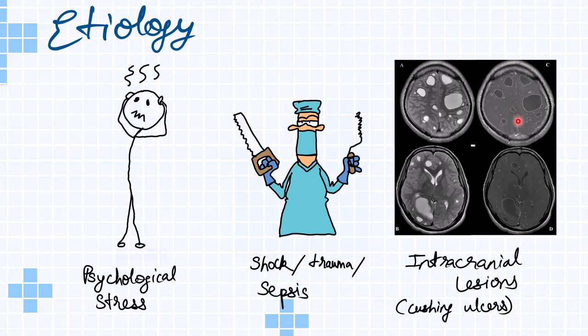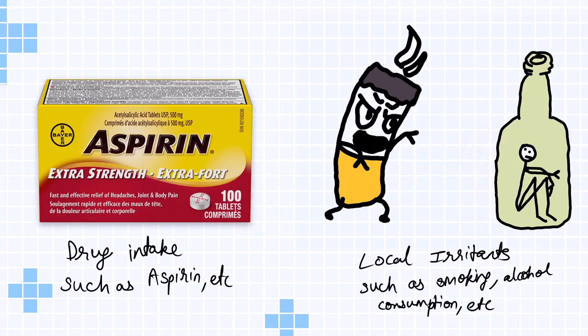Apart from these causes, certain drugs and local irritants can also trigger ulcer formation. Drugs such as aspirin and other NSAIDs are important causes of acute ulcers. These drugs reduce prostaglandin synthesis, weakening mucosal protection. Local irritants like smoking and alcohol further damage the gastric lining. Together, these factors increase susceptibility to ulcer formation.